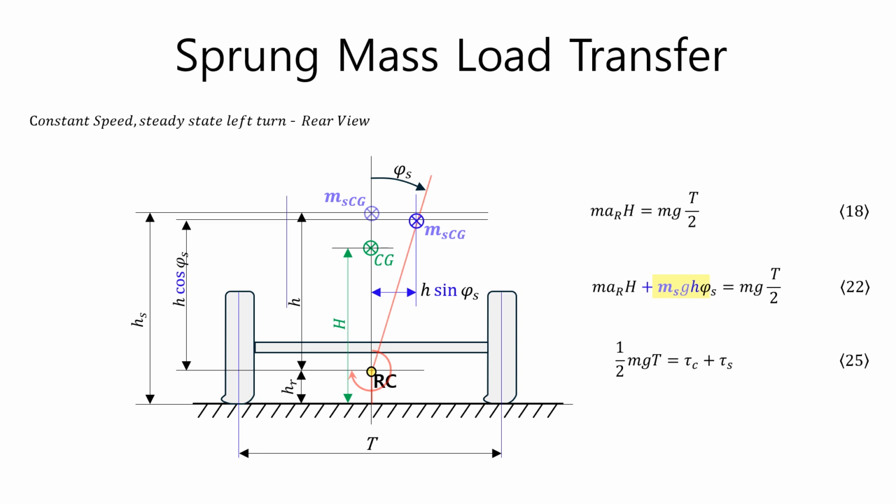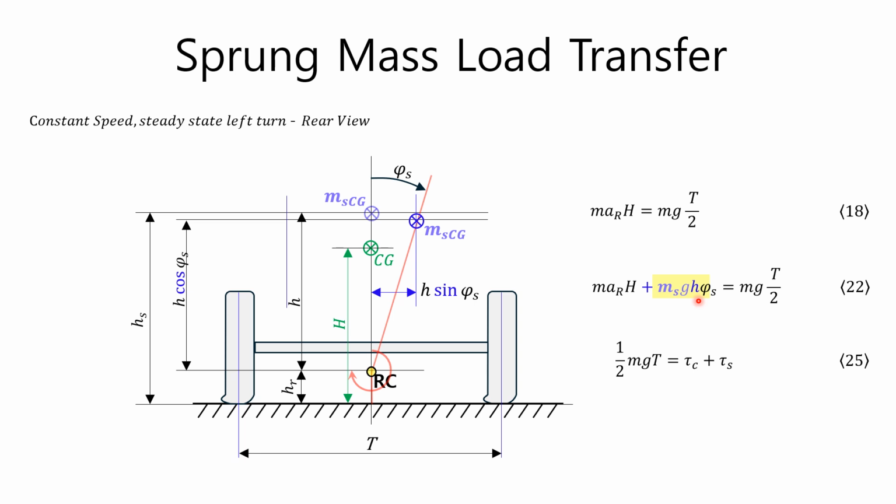Here, we need to take a closer look at the meaning of the newly obtained rollover acceleration equation 22 using the Roll Center model. Comparing equations 18 and 22, we can see that the msgh phi s term has been added to equation 18. msgh phi s is one of several total active torques that must be considered to obtain the accurate rollover acceleration while the vehicle is turning.